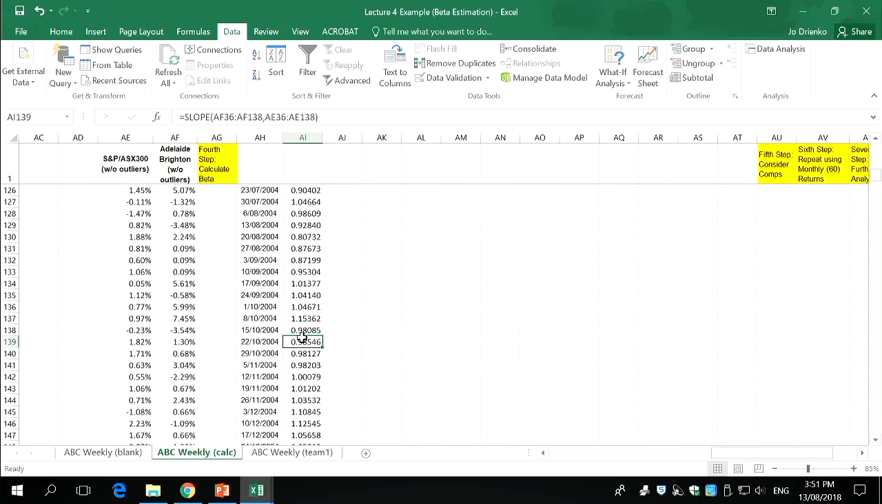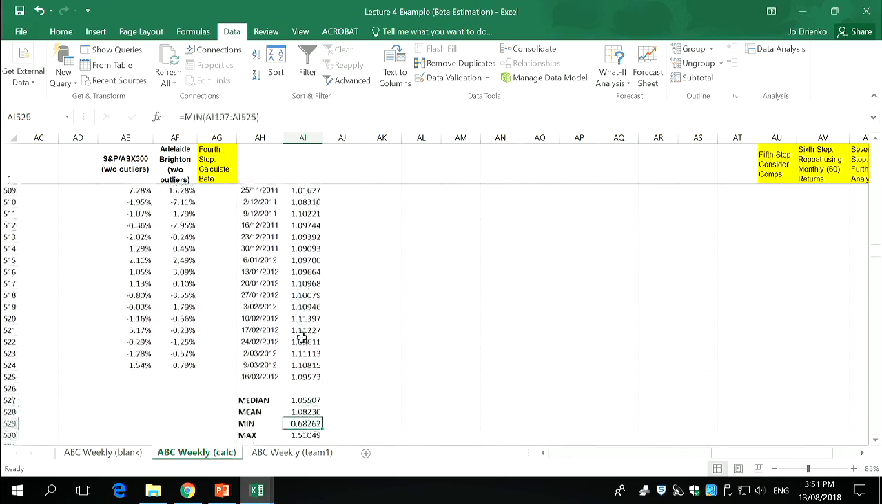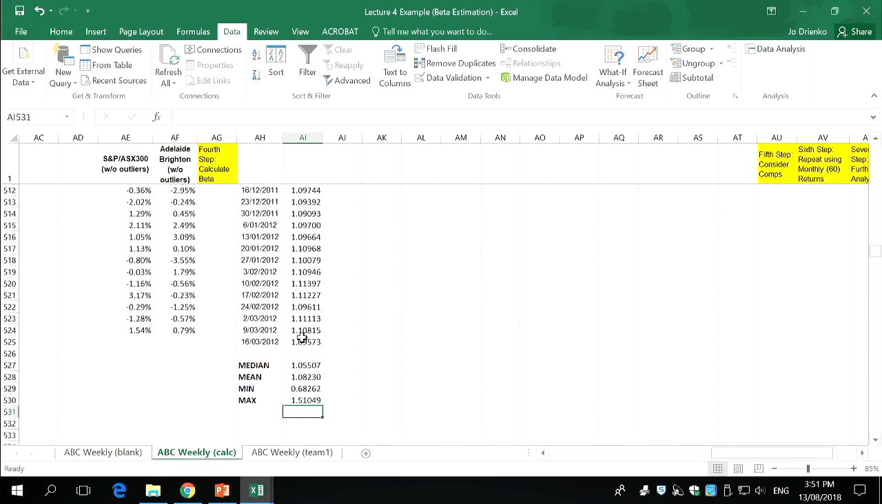You can also do basic diagnostics: min, max, median, mode. You can do whatever you like. And take the median or the mean, the average of all these betas that you have through time. The example is here for you.